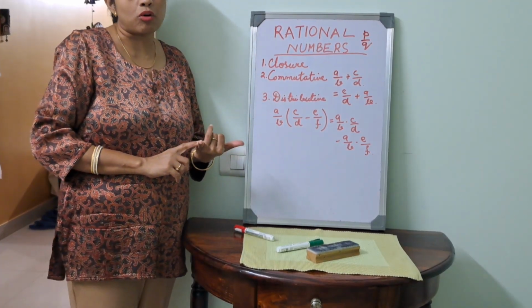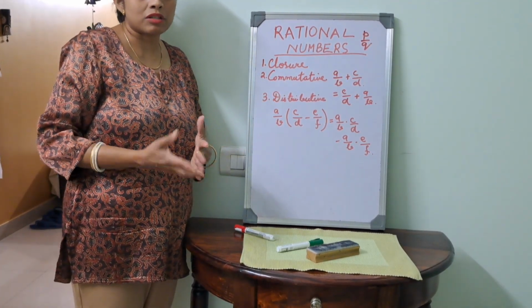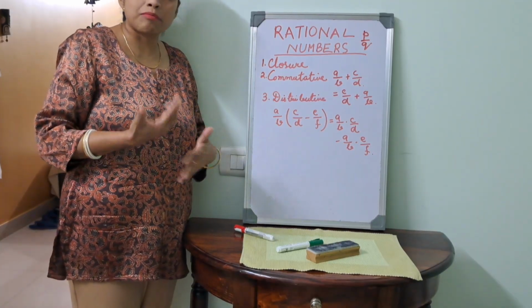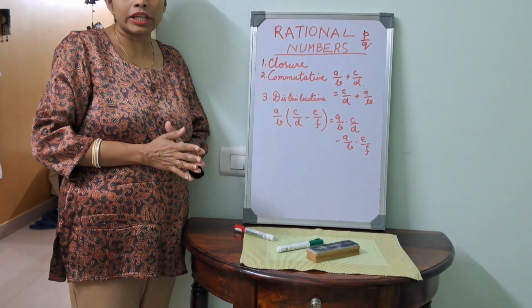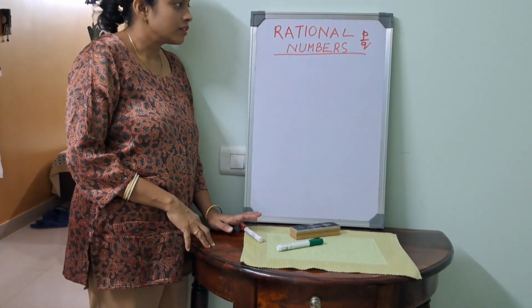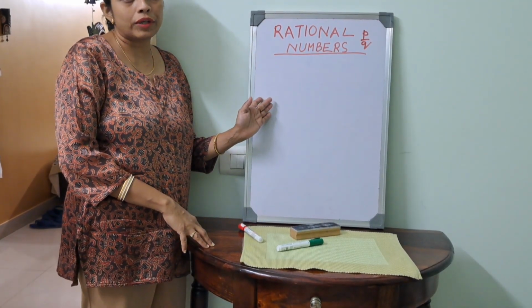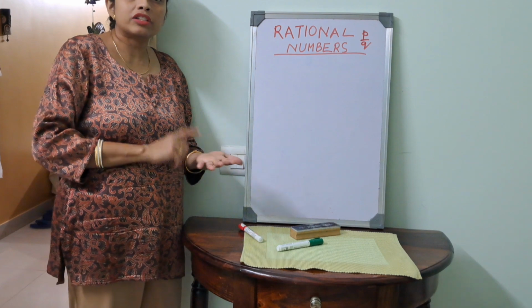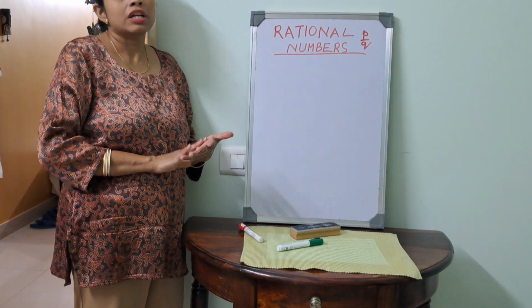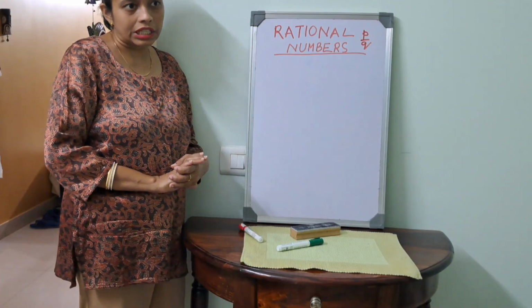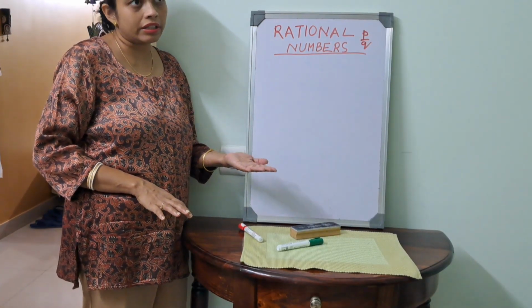Then we know about multiplicative inverse, which is nothing but the reciprocal of a given rational number. Okay? So let's start doing a few sums. Addition, multiplication, subtraction, division, we have done lots in 7th and 8th grade.